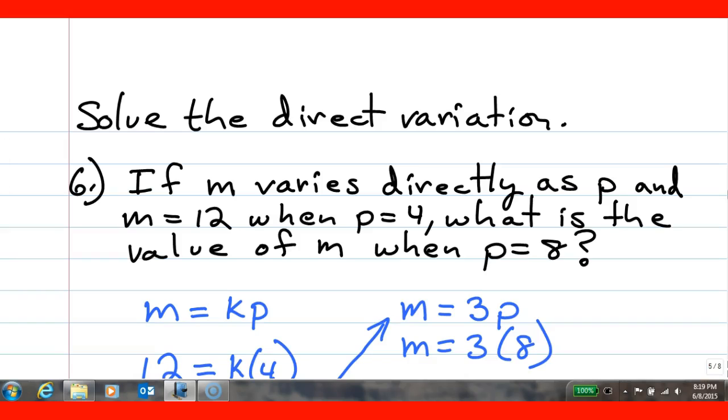Intermediate Algebra Review of Applications Final Assessment continued. Question number 6 has the instruction solve the direct variation.